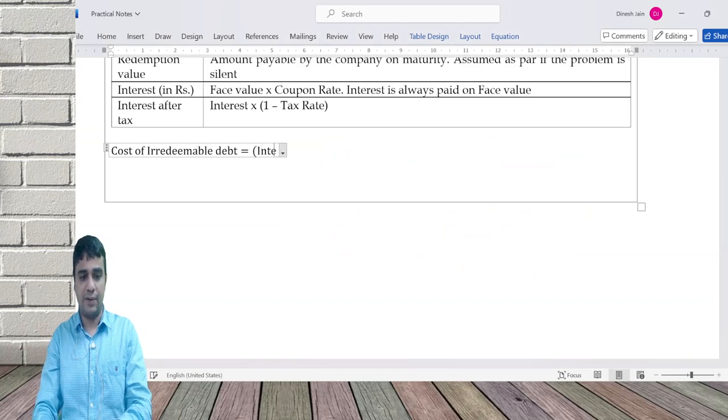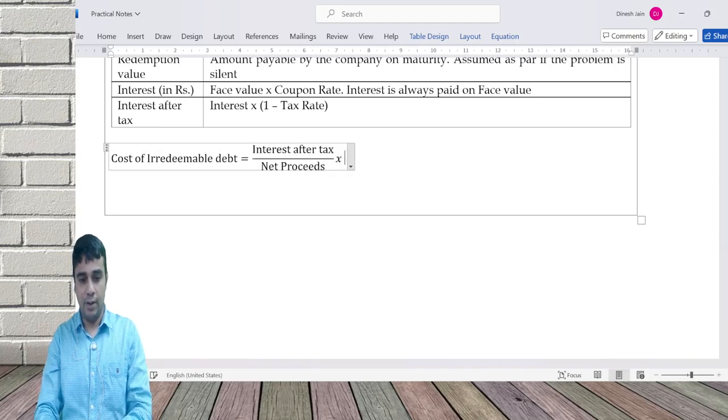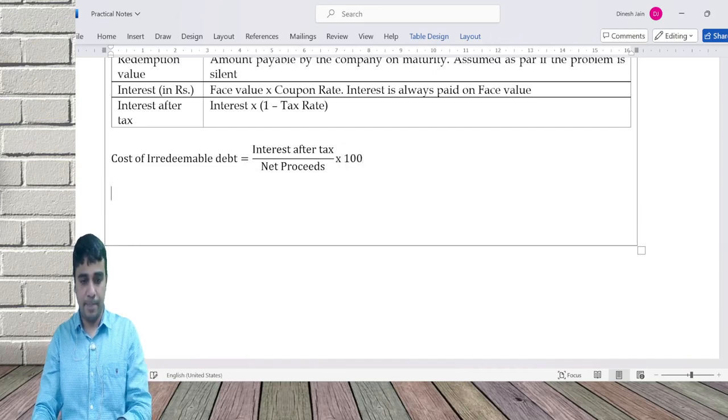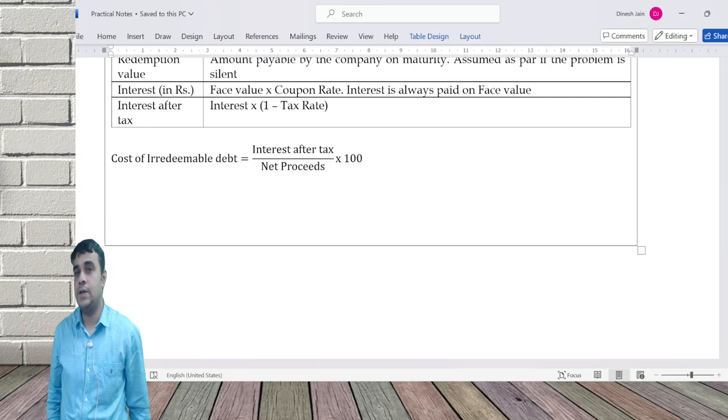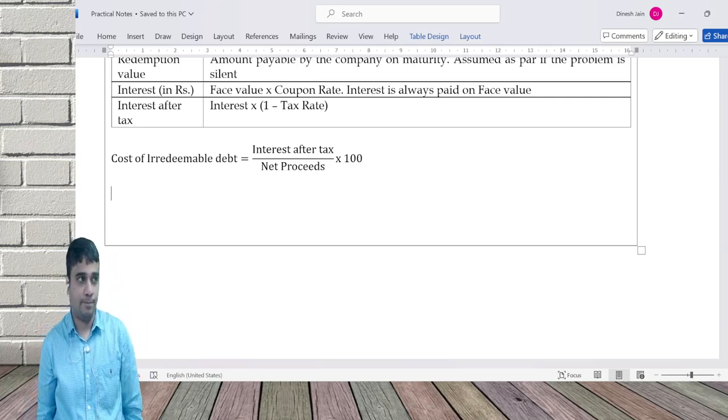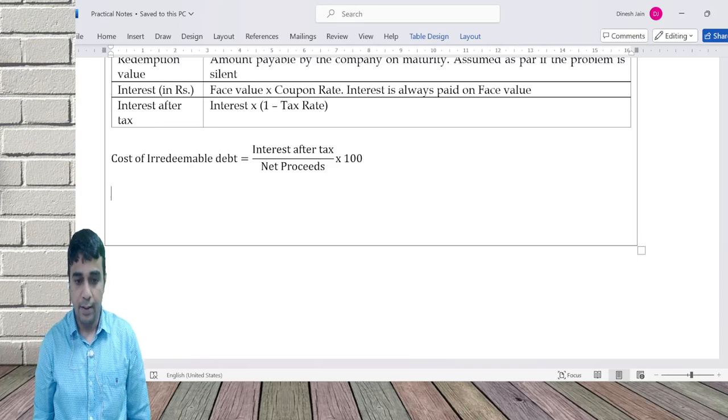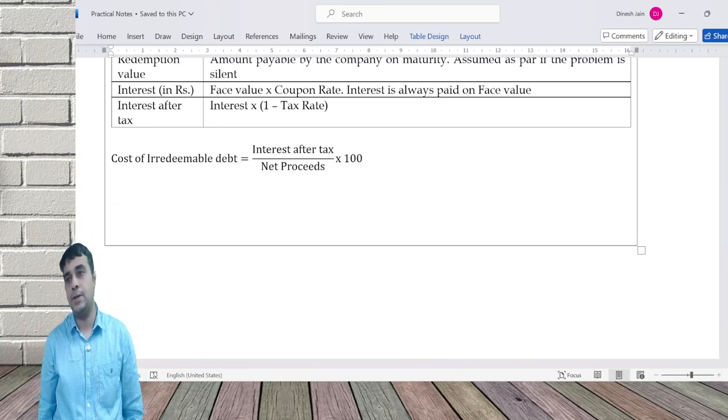I'll discuss this after tax in some time. Interest after tax divided by net proceeds, into 100 to express in percentage. Net proceeds is basically present value, today's value. Net proceeds is nothing but today's value. Interest after tax divided by net proceeds.